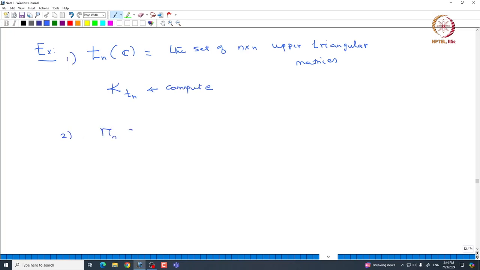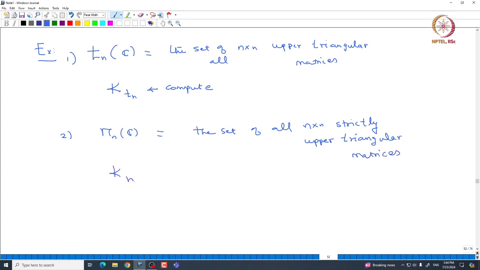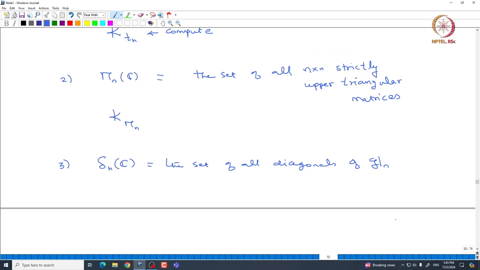Now you can also take the set of all n by n strictly upper triangular matrices. And then again one can compute the Killing form of this. Similarly, diagonals also one can compute. Take the set of all diagonals, and again compute.